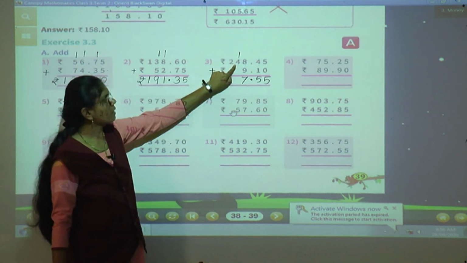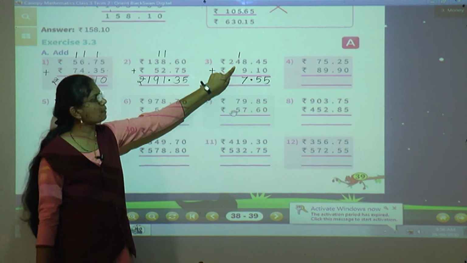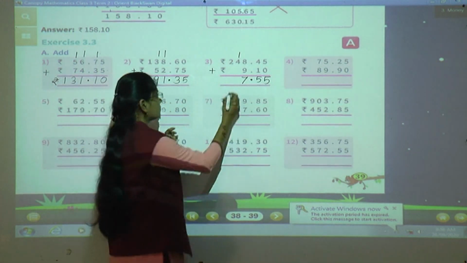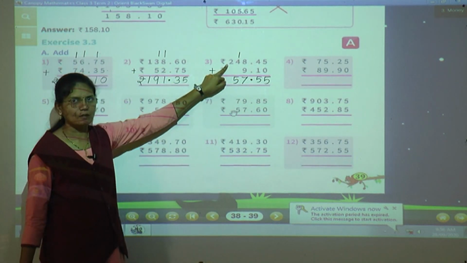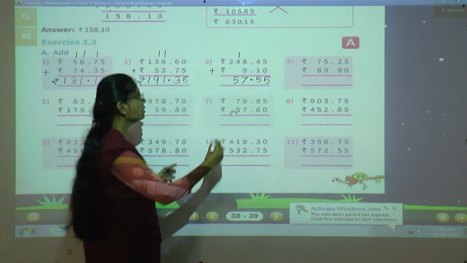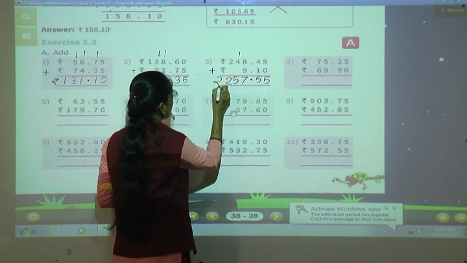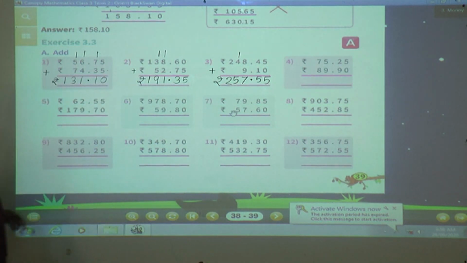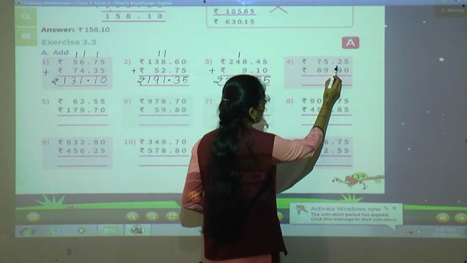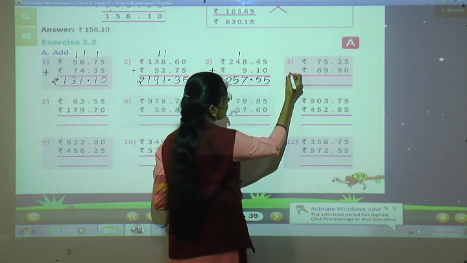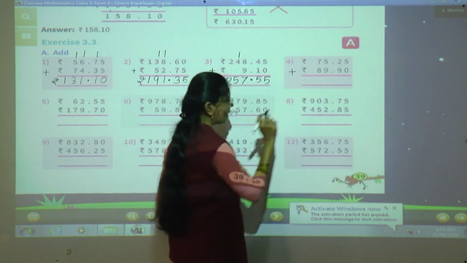Then 1 plus 4 will move to the next place. 1 plus 4, 5. Okay. So write here 5 only. And the last, here only 2 is there, and here nothing is there, means 2 plus 0, 2. So we'll write here 2 and we have to give a symbol of rupees also. So what is the answer? The answer is rupees 257 and 55 paise. This will be your answer. Next, fourth one. Rupees 75.25 plus rupees 89.90.